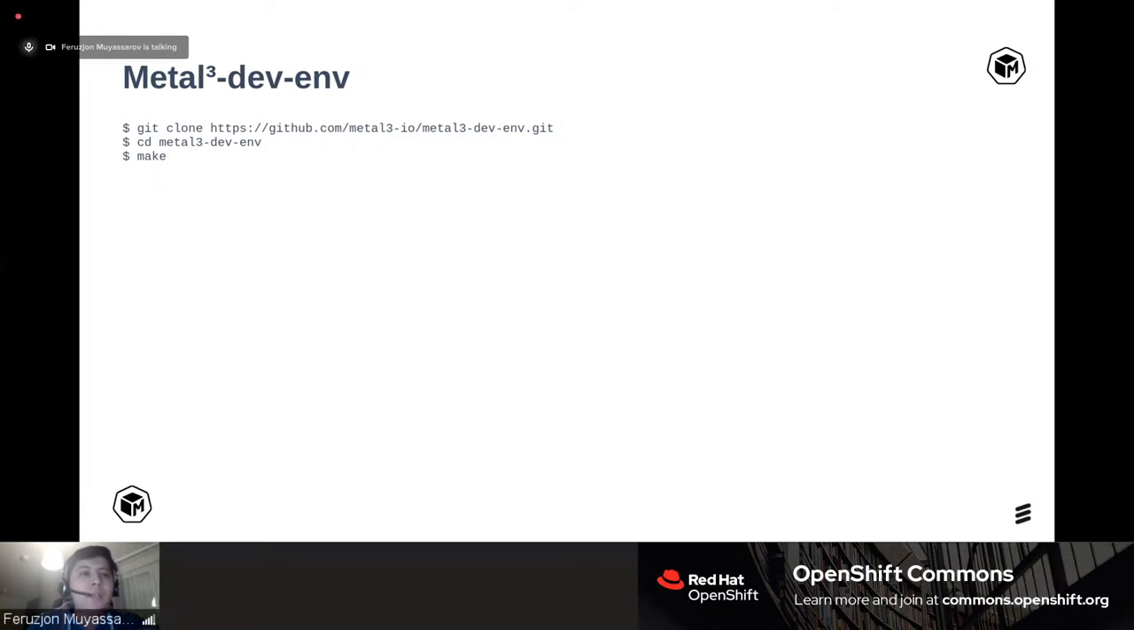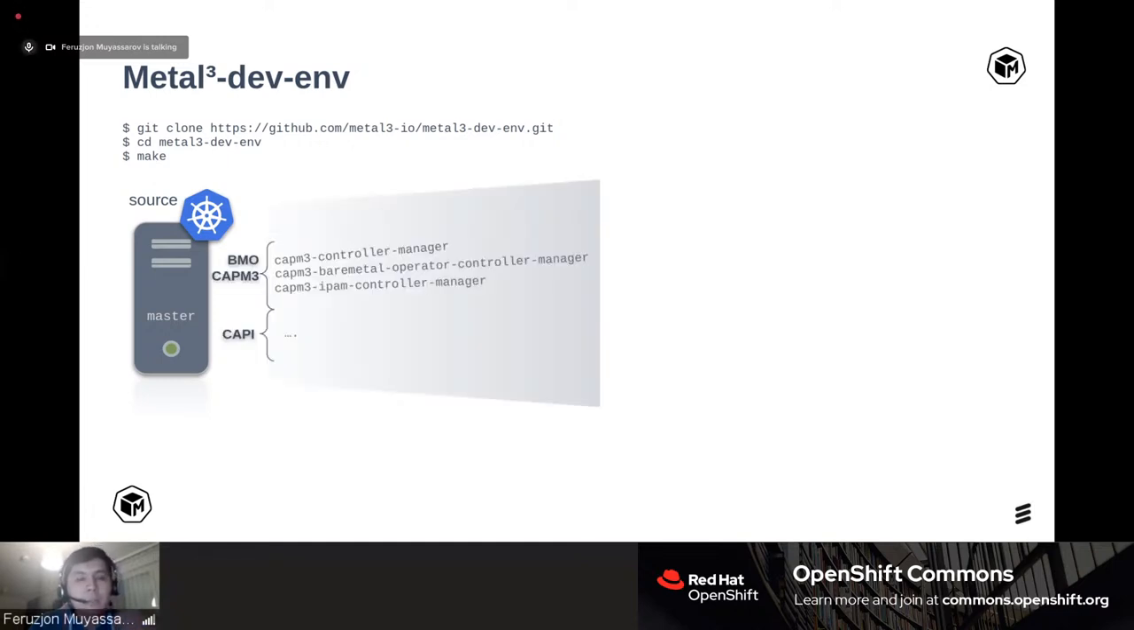What will happen during the demonstration is that we're going to clone the Metal³ DevEnv repository, go into the path, and then run make. It's going to first install the cluster for us. Then inside the cluster, it's going to install a couple of components like the cluster API, which I already talked about, the high level core project. Then it's going to install the cluster API provider Metal³ and then the bare metal operator for us. All those components are running inside this cluster, which we call the source cluster, but it's also known as the ephemeral or the bootstrap cluster.